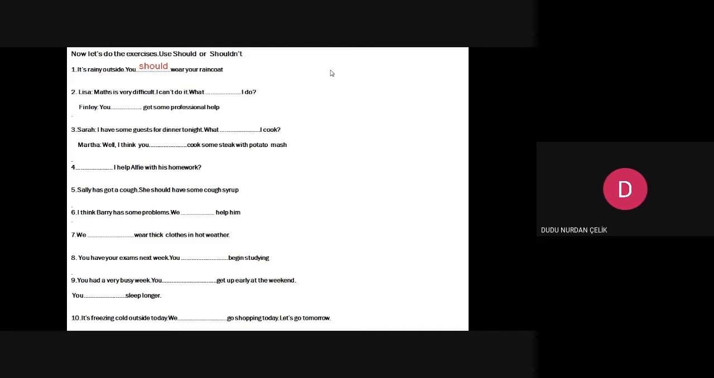Lisa and Finley are speaking. Lisa says, maths is very difficult. I can't do it. Question? Well then, what should I do? And Finley gives advice and says, you should get some professional help, Lisa. Maybe a maths teacher, another maths teacher, or a good student can help you. You should get some professional help.